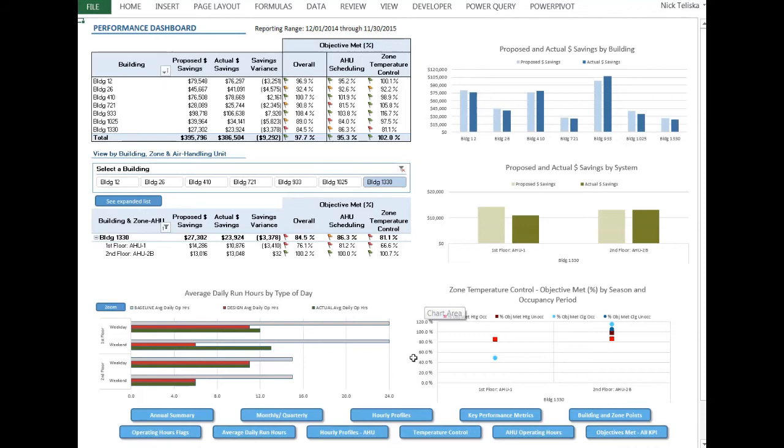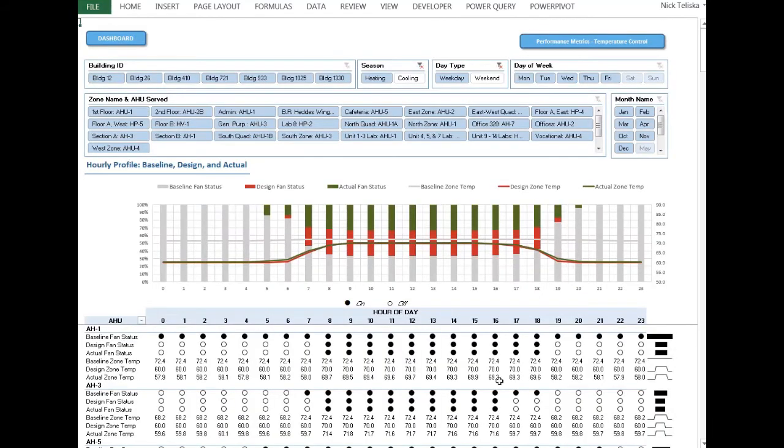And the chart in the bottom right plots the 4 components of the zone temperature control strategy. We have occupied and unoccupied for both heating and cooling season, and we can see here for the first floor AHU1 unit that we achieved the least of our temperature control goals during the occupied cooling period. So let's keep drilling down and we'll examine some 24-hour profile data.